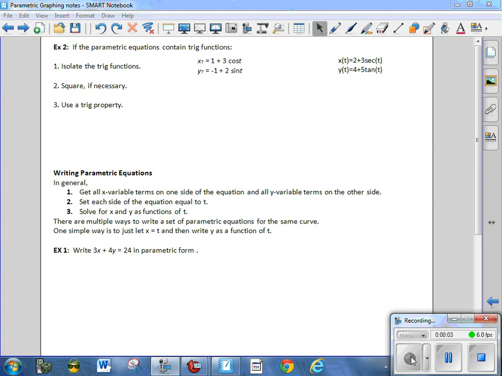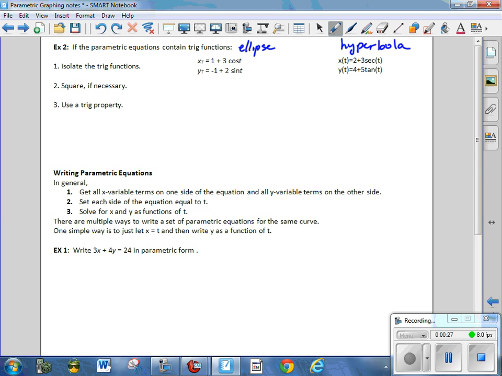This is the second page of the parametric equation notes. Example 2 follows directly from the introductory worksheet, where you graphed some ellipses and hyperbolas in parametric form. You hopefully will recognize that this first equation is an ellipse in parametric form, and this one is a hyperbola.